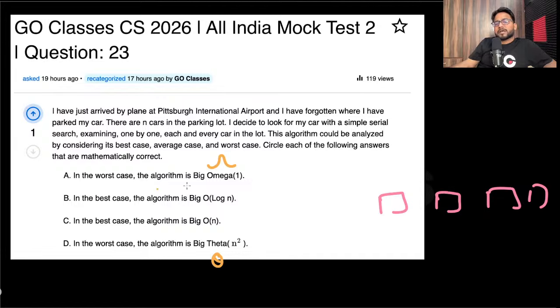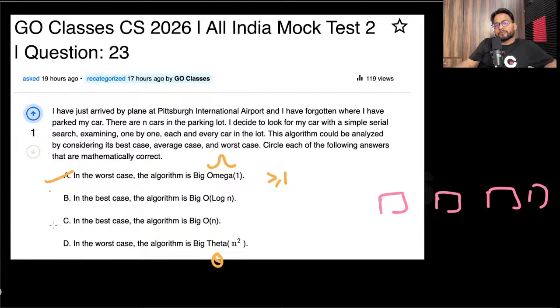In the worst case, the algorithm is, see, some of the students have even made the mistake of treating this as big omega when it is big O. That's why we have put this in English names, not the mathematical notations, because GATE can trick you anytime anywhere, so we need to keep all the possibilities open. In the worst case, the algorithm is saying it will take big omega of 1, which means greater than or equal to 1.